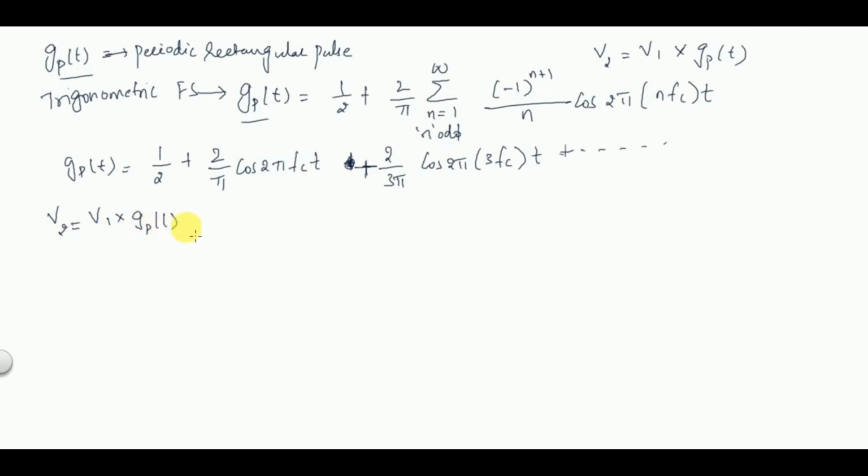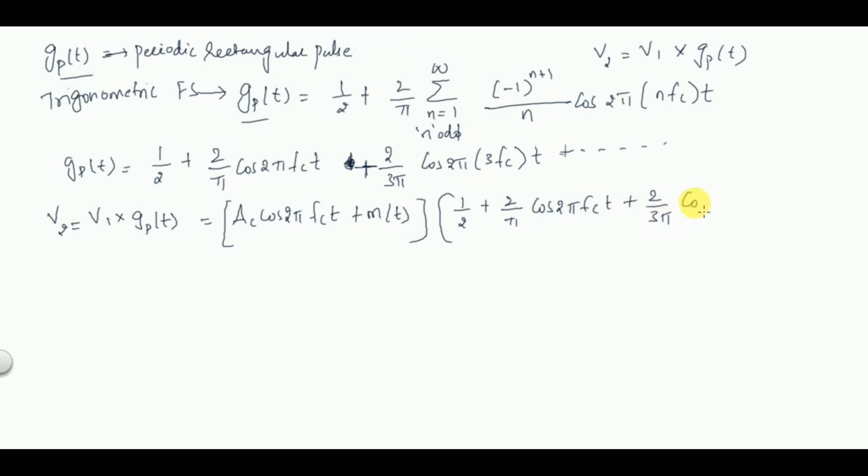So V1 is Ac cos 2 pi fct plus m of t, the addition of these two signals, into this Gp of t. Gp of t is 1 by 2 plus 2 by pi into cos 2 pi fct plus 2 by 3 pi into cos 2 pi into 3fc into t plus so on. Okay, so if you multiply, what will you get?